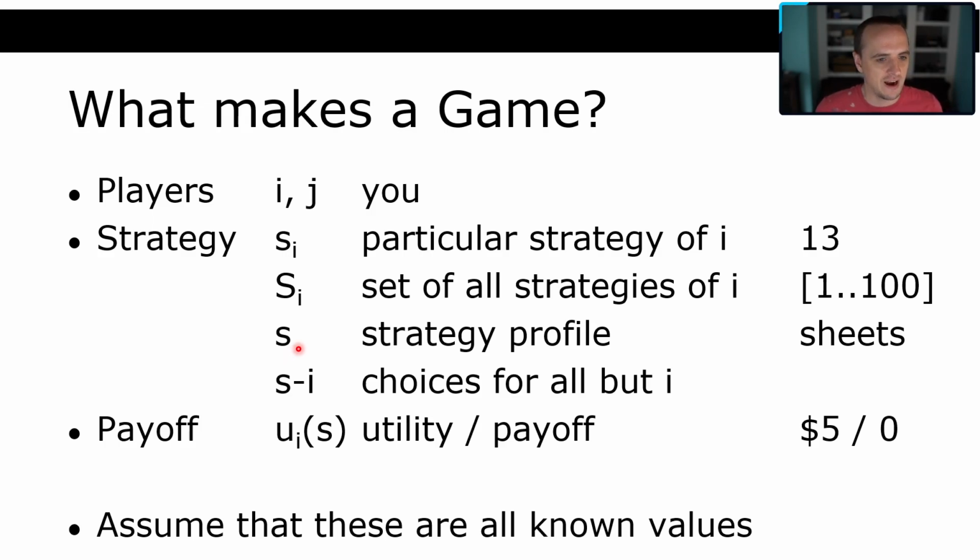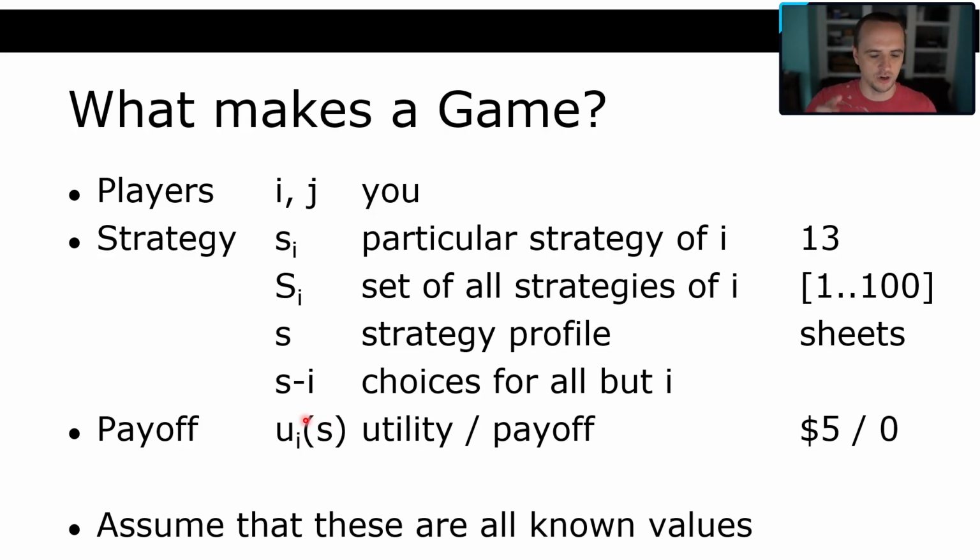S, that's the strategy profile. So the strategy profile is a set of choices for everyone in the game. So in the grades game, a strategy profile would be player 1 chose alpha, player 2 chose beta. That collection itself is a strategy profile. For the numbers game, the strategy profile would be all of the sheets that you handed in if this was in person, or it would be all of the form responses that you gave to the document that I handed out. S_-I would denote the choices for everyone except player I.